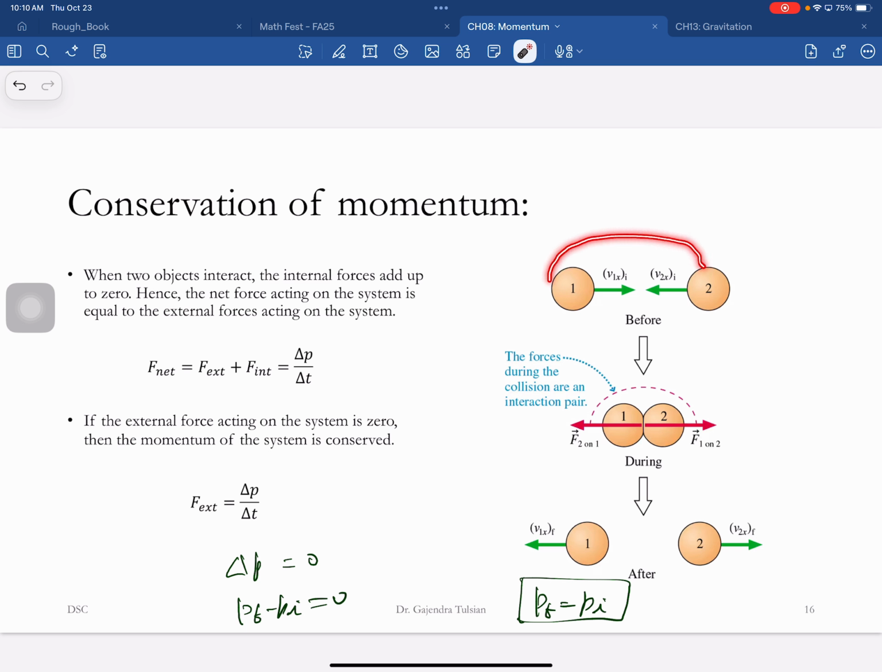Here's the initial momentum, the sum of these two momenta, and the final momentum is the sum of the momenta of these two objects. So this must equal that. If this is zero, this must be zero as well.